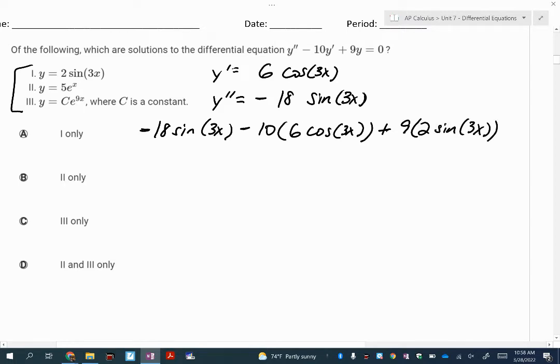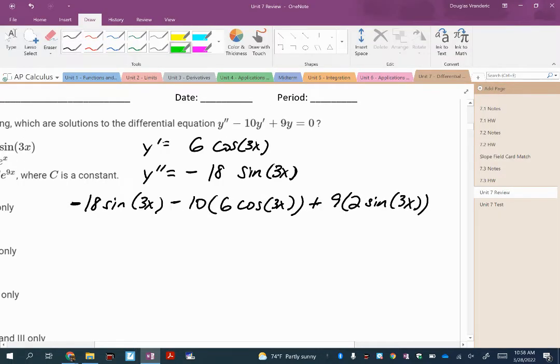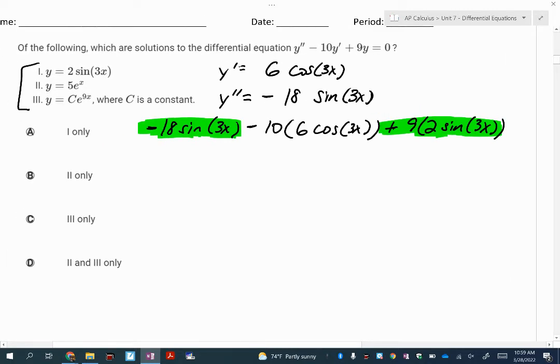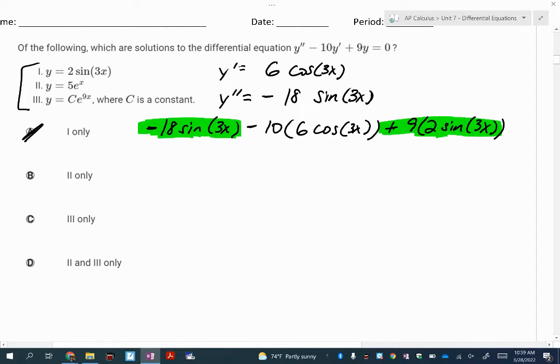Now, I could do more expanding here, but I think what you should notice is the signs are going to cancel out. This term right here is going to make positive 18 times the sine of 3x, which is going to make 0 with this. Unfortunately, the middle term, negative 60 times the cosine of 3x, is not going to be 0. So number 1 is not going to be true for the solution. So let's try number 2, or the second function.